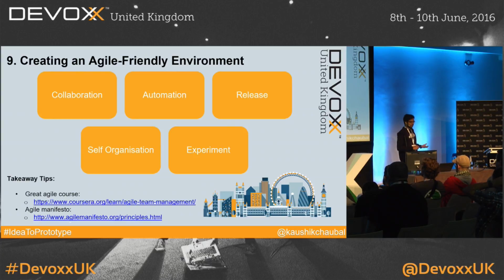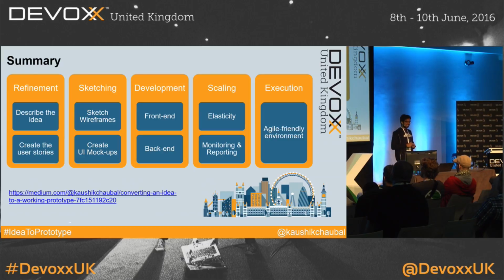And there are a couple of really nice takeaways for that. There's a really good Agile course that I took on Coursera, which I really enjoyed, so I definitely recommend that. And I think you've probably already looked at the Agile Manifesto, which obviously gives you some pointers around that. So that's essentially it. That's the quick summary: you have an idea, you go through the refinement, sketch it out, develop it, scale it, and then execute it.